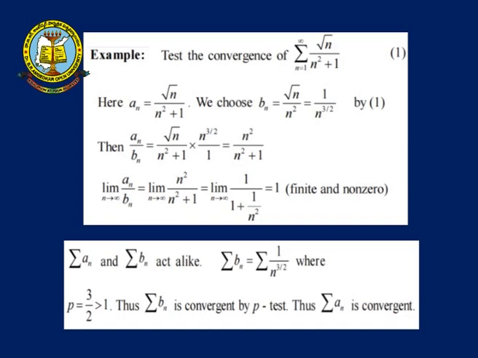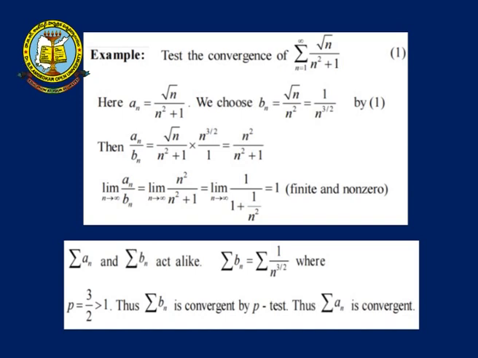Now here I will go for the simplification. An by bn I am checking, so root n by n square plus 1 in the numerator, divided by 1 by n to the power of 3 by 2, goes to the numerator n to the power of 3 by 2. Now I got n square by n square plus 1, now I will take the common. So limit n tends to infinity an by bn equals limit n tends to infinity n square by n square plus 1, equals limit n tends to infinity 1 by 1 plus 1 by n square, and 1 by infinity is 0, so 1 by 1 plus 0 is 1.